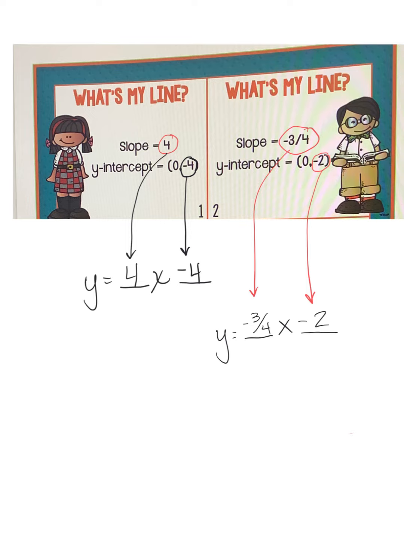These are the easiest because they're giving you those two pieces of information that we need. We needed the slope, and they give it to us, and we needed the y-intercept. Notice there's no parentheses here. There's only one equal sign, and it's always going to follow y equals mx plus b.